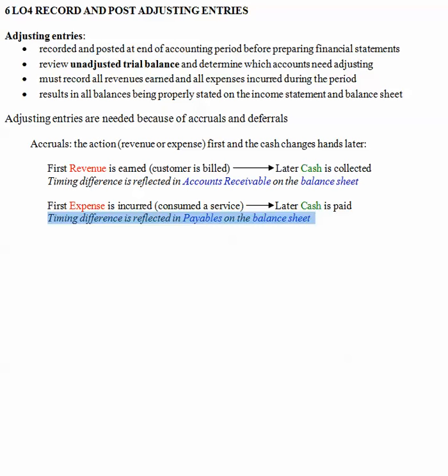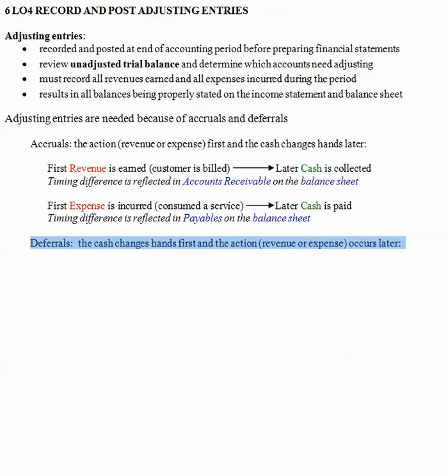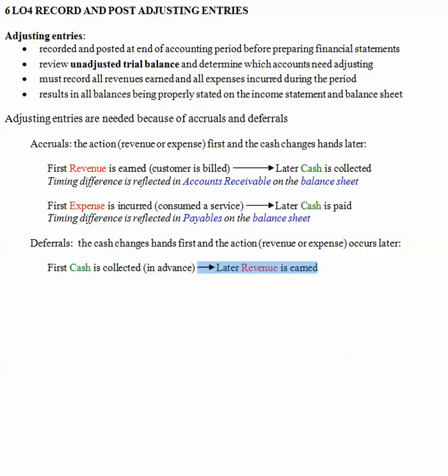Now deferrals, defer basically means to wait. What happens is that the cash changes hands, but you wait before you record the revenue or the expense. So let's go with revenues. You first collect the money, but you're not allowed to record the revenue until you've earned it. So you wait, and later when it's earned you'll record the revenue. When you get the cash, what you'll be crediting is your unearned revenue, because you're not allowed to credit the revenue until it's actually earned. So unearned revenue explains the timing difference between when the cash is collected and the revenue is finally recorded.